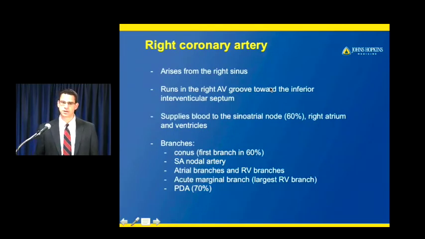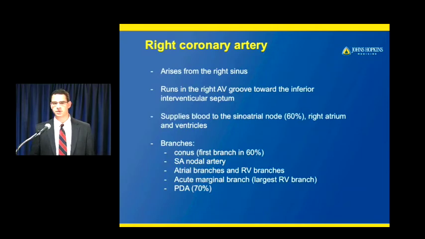So let's first talk a little bit about the right coronary artery. The right coronary artery arises from the right coronary sinus, as we discussed. It runs in the right atrioventricular groove and heads towards the inferior interventricular septum. It supplies, generally in most people, blood to the sinoatrial node. This is the pacemaker of the heart, and also supplies blood to the right atrium and the right ventricle.